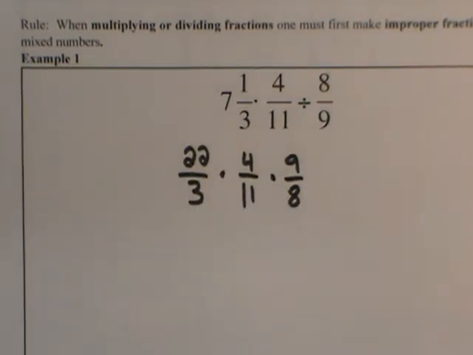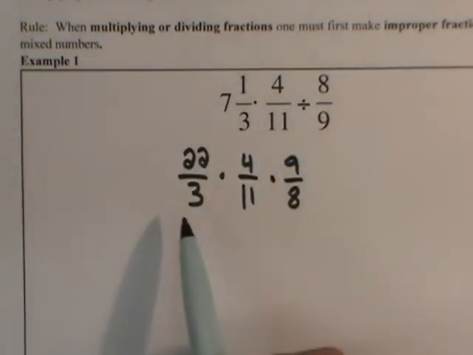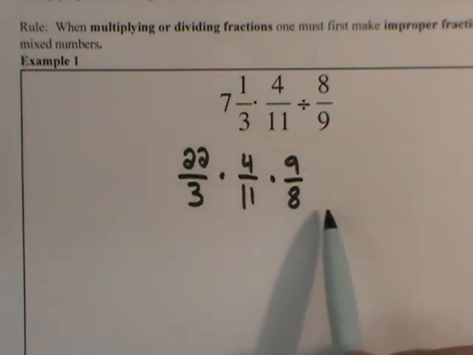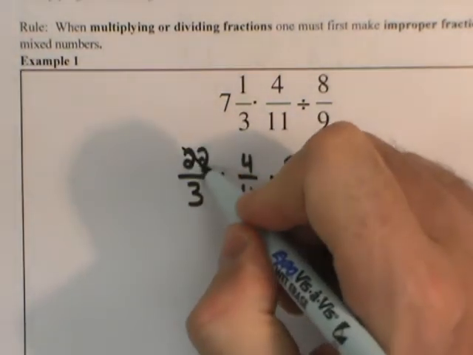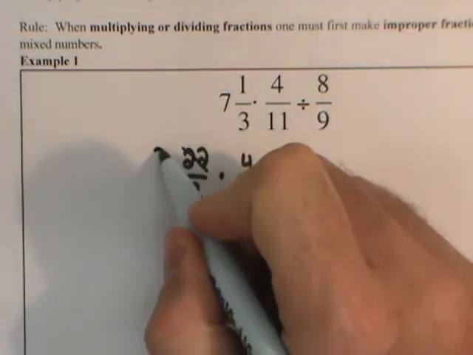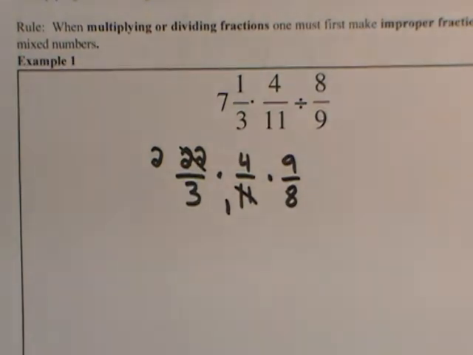Once I have this set up where I have my 3 fractions, I'm going to look for opportunities to cancel or reduce. In this case, it's glaring at me. It's telling me any number on the top can be canceled or reduced with any value on the bottom. The 22 11ths is just screaming to be canceled. So 11 goes into 22 2 times. 11 goes into 11 once.